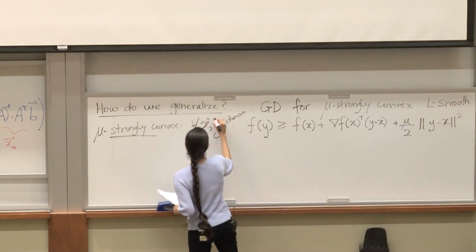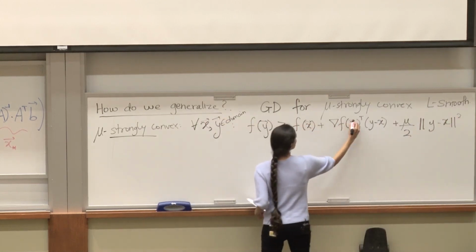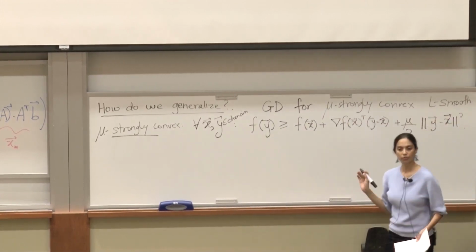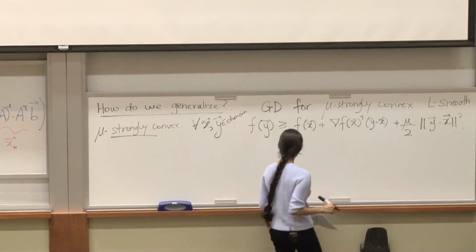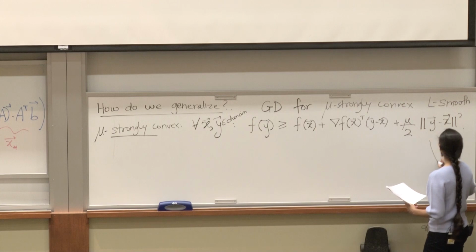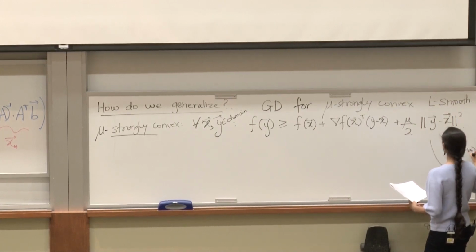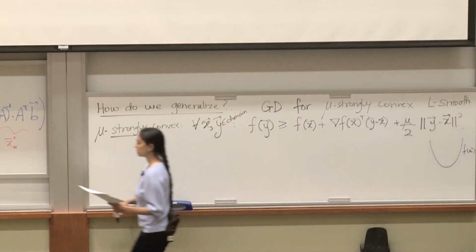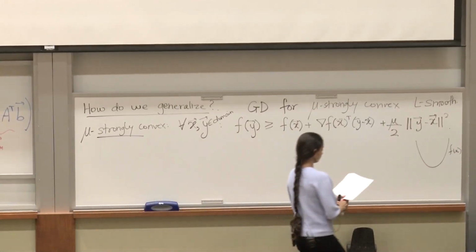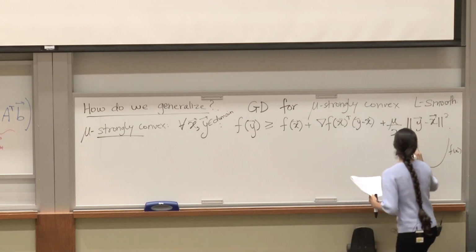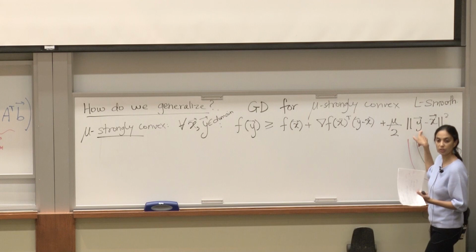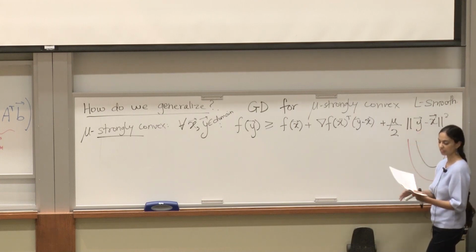I'm thinking about vectors in general. We've already talked about mu strongly convex. If I have my f of x as something like this, mu strong convexity means that there is a quadratic that I can fit underneath it. This is saying that there's a lower bound for the function that is a quadratic.